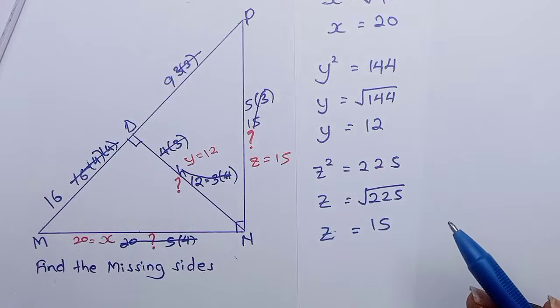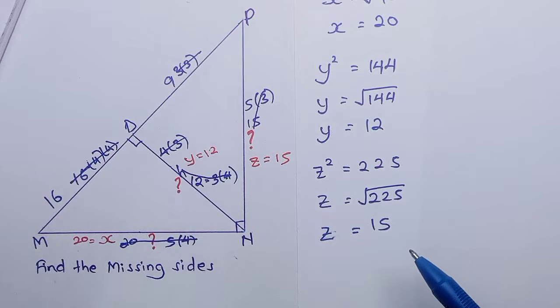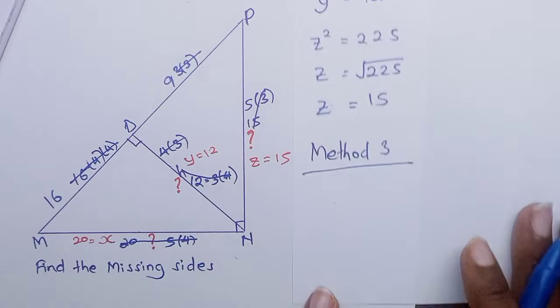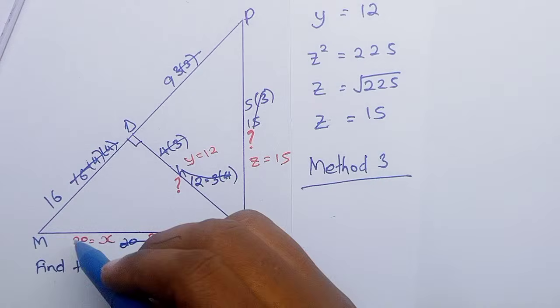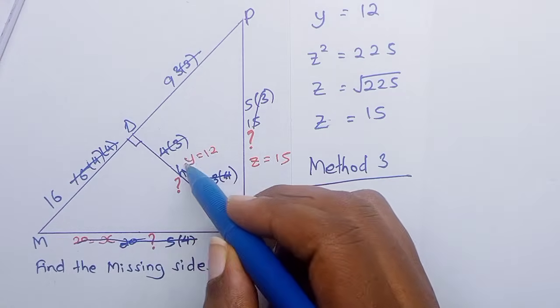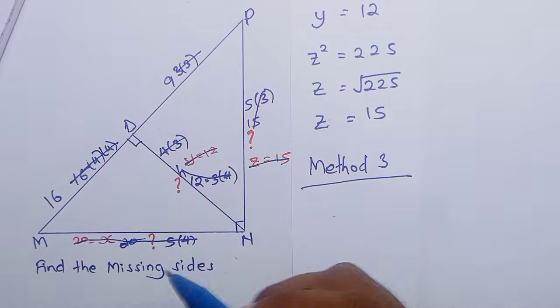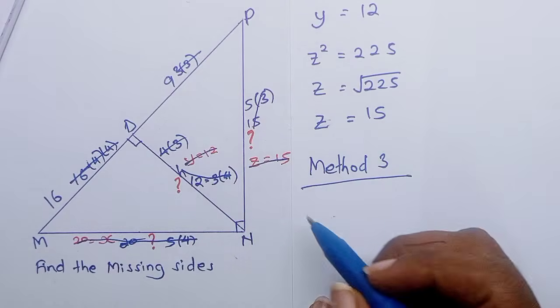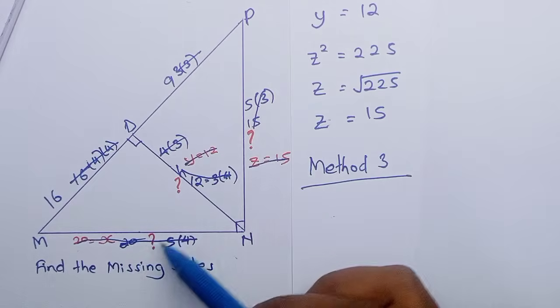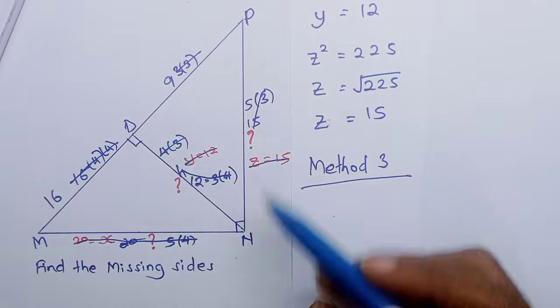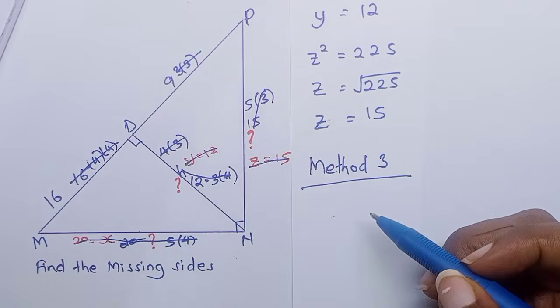Well, there is another method, method 3. Let me show it to you as well. So in method 3, let's take it that we don't have all this. Sorry for the disorganization. But yeah, we are taking it that we don't have any of the values. So we are looking for this side MN, DN, and PN.